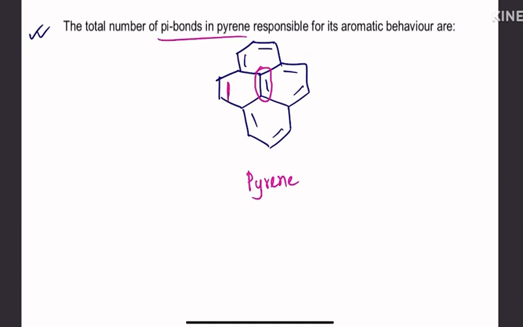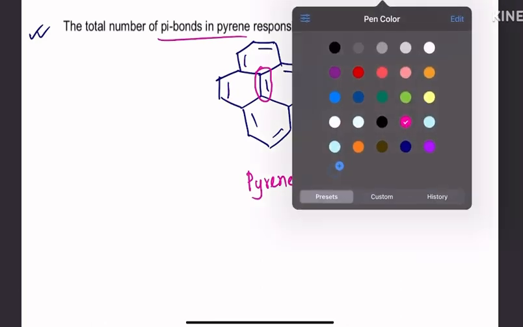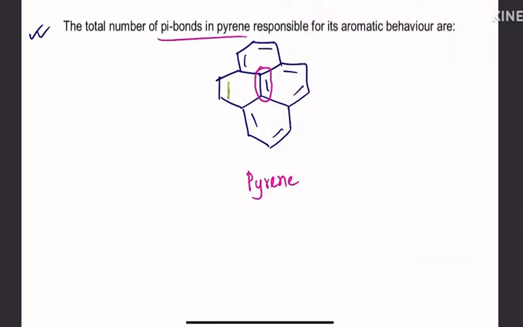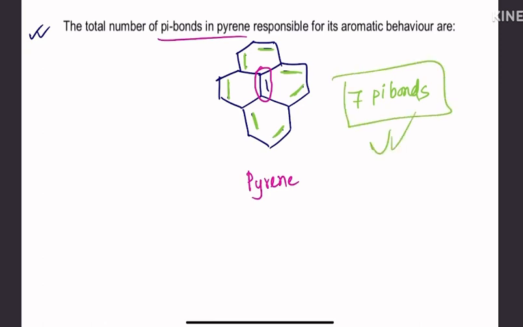1, 2, let's change the color. So total how many? 1, 2, 3, 4, 5, 6, 7. Total 7 pi bonds. So 7 pi bonds means how many electrons? 14 pi electrons. 14 pi electrons means 4n plus 2, is it satisfied or not? Yes, it is satisfied because n equals 3. So this is the correct answer.